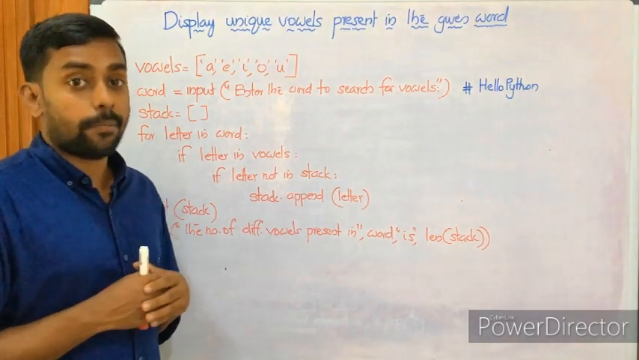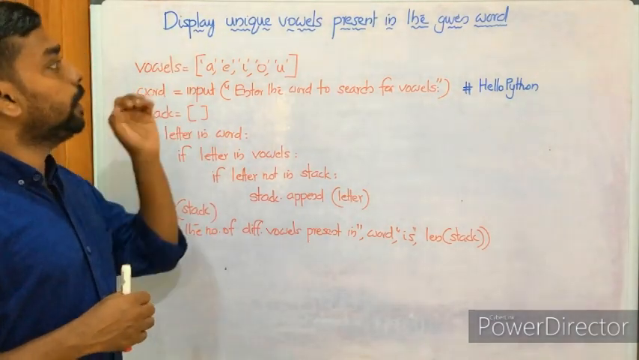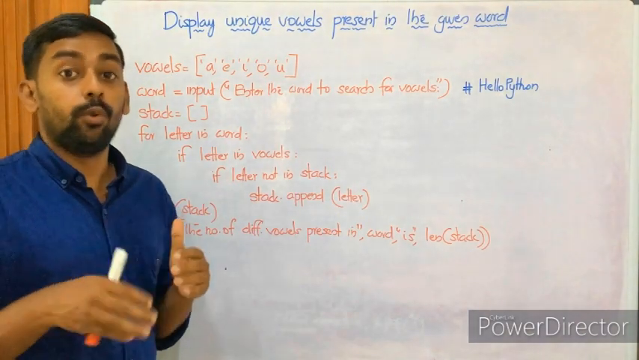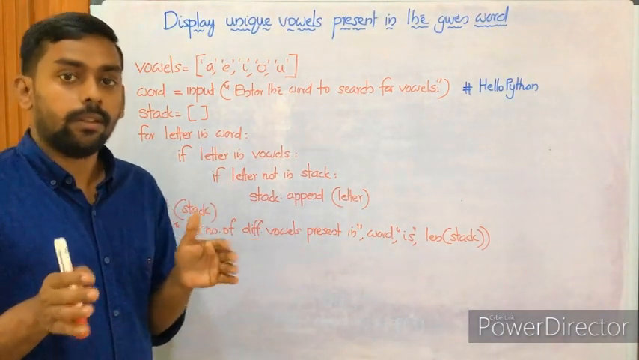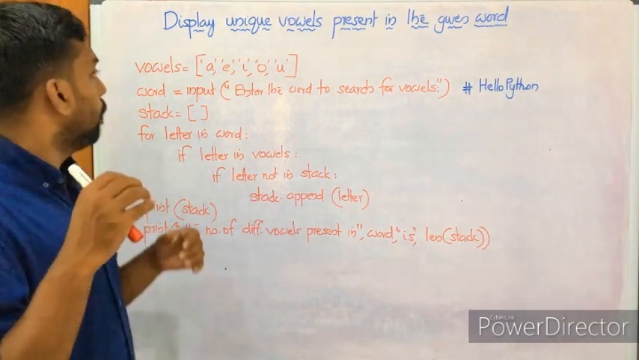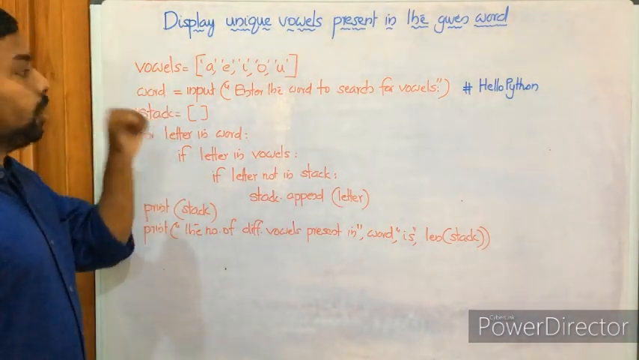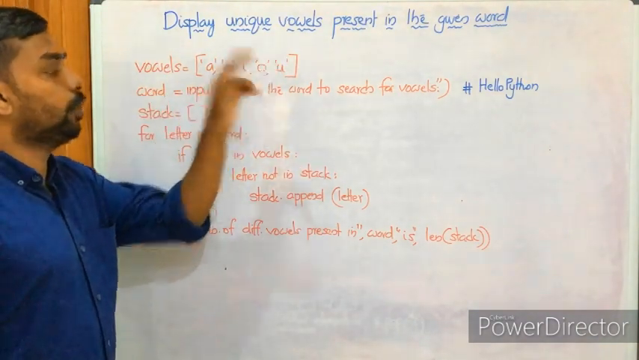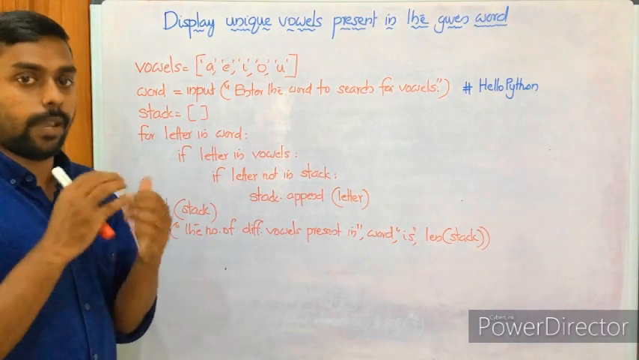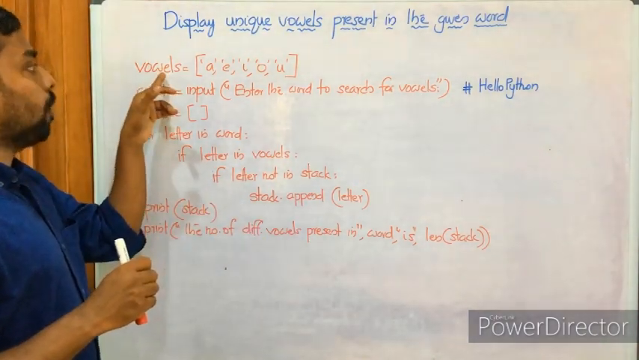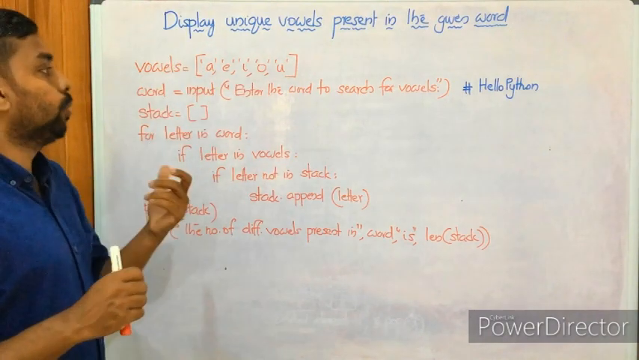Here is our second example. It's for displaying unique vowels present in a given word. We are counting the number of unique vowels, not repeating ones. We are initializing the word. We can go to the program. Initially we are setting vowels equal to A, E, I, O, U. We are initializing vowels because we have to specify which are the vowels, right? So initially we are setting A, E, I, O, U as vowels.